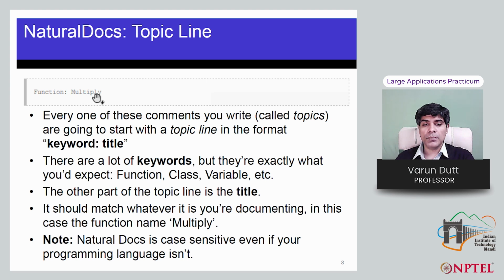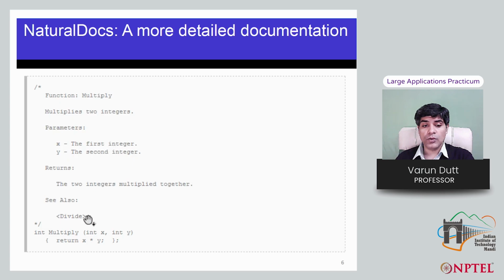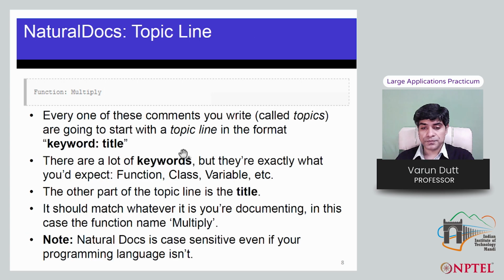So remember, this multiply, the way it is written with M capital, should match with the multiply written in the code. This multiply should be the same. Natural Docs is case sensitive, even if your programming language isn't. So make sure that you write your function in the same way as you've defined it in your code.